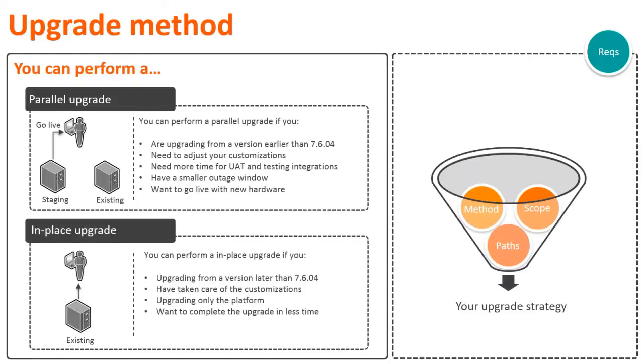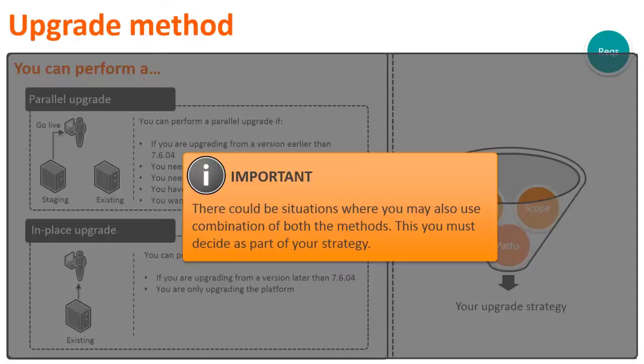On the other hand, you can opt for an in-place upgrade if you are upgrading from version 7.6.04 or later. However, you must ensure that you have adjusted your customizations. Also, it is recommended that you opt for an in-place upgrade if you are upgrading only the platform. In-place upgrade takes less time than a parallel upgrade, but you must carefully evaluate your existing environment before you choose this method. At times, there could be situations where you might use a combination of both methods. Such hybrid methods are nothing but a variation on parallel or in-place upgrades.